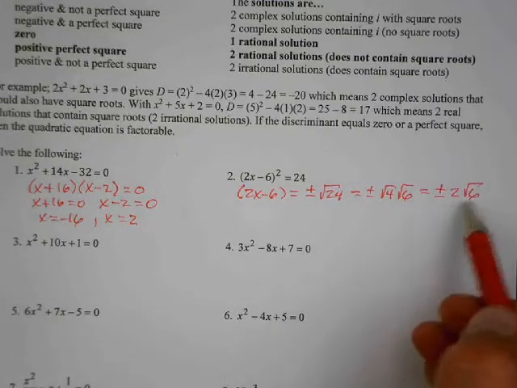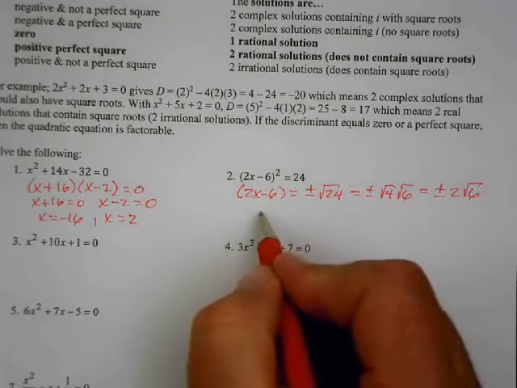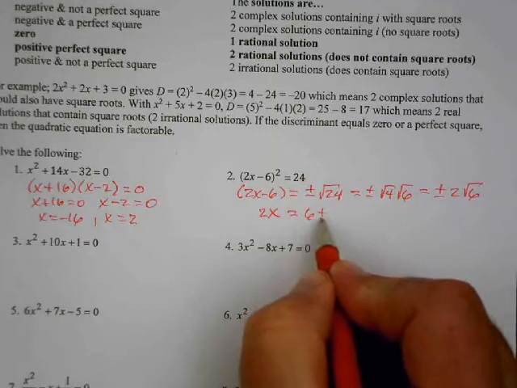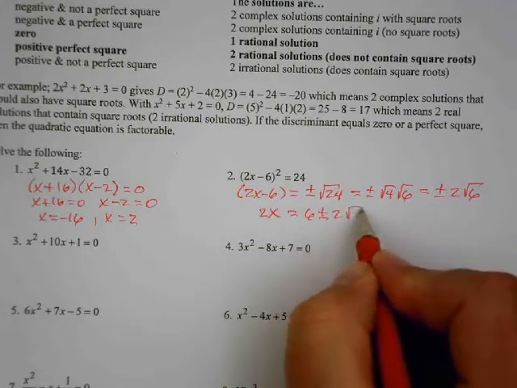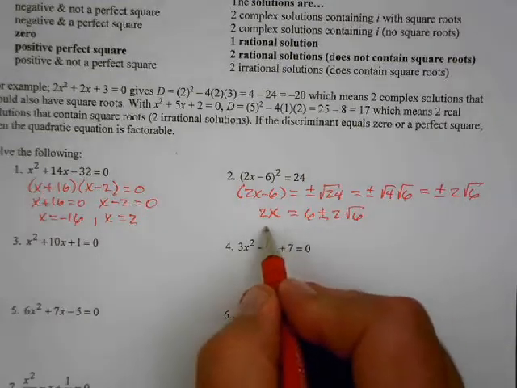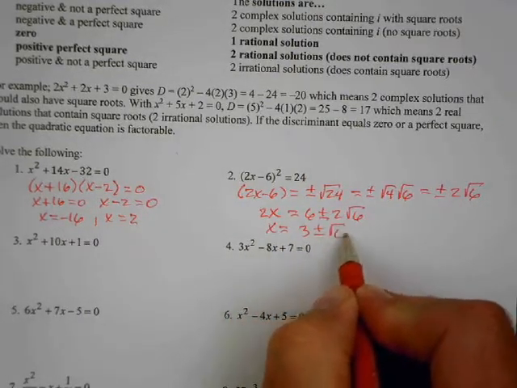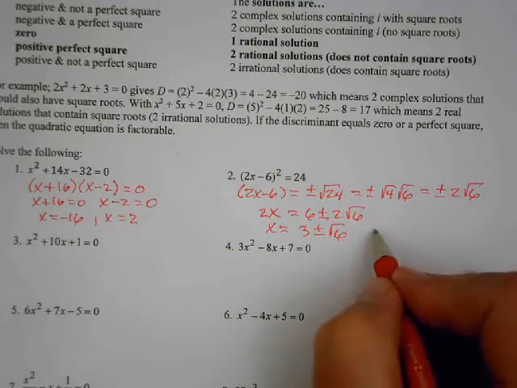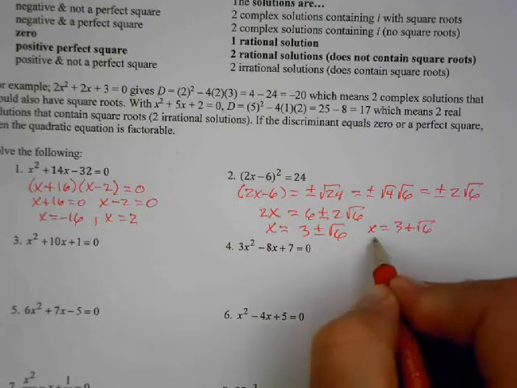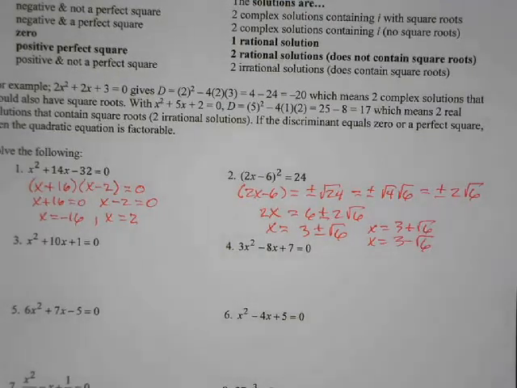Now, move the 6 by adding 6 to both sides. Then dividing everybody by 2. Which means one of my answers is, and the other is, but it's easier just to write it with the plus or minus.